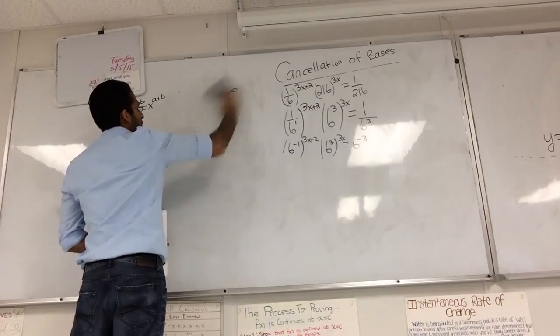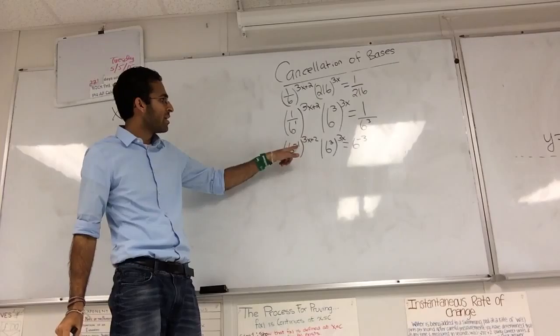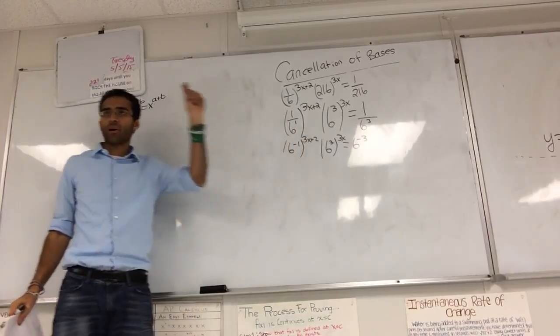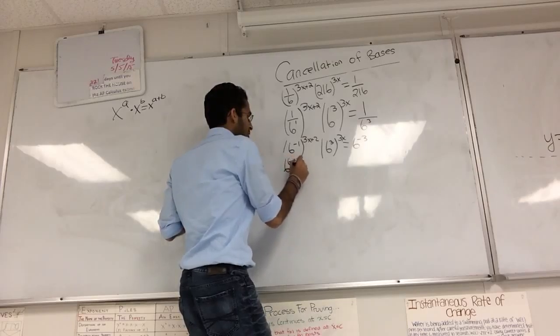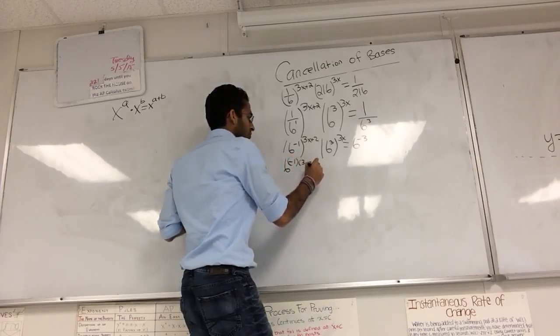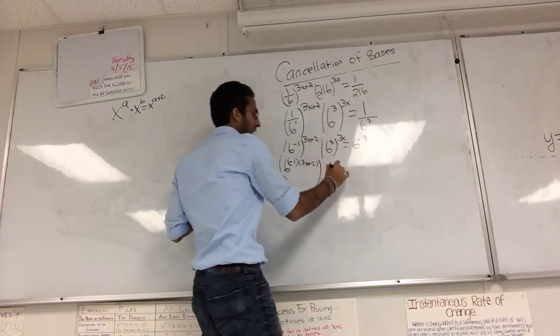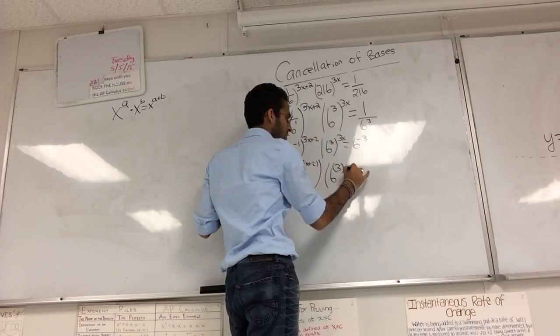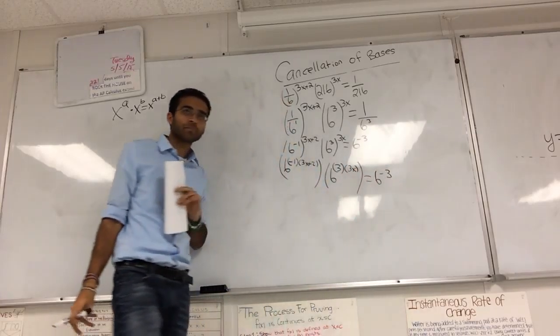Now I'm going to keep on going straight from here. This is back to the exponent property from day 1. Exponent raised to a power, I multiply. So this is 6 raised to the negative 1 times 3x plus 2. This is 6 to the 3 times 3x equals 6 to the negative 3.